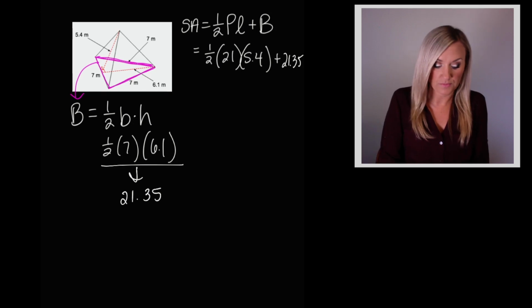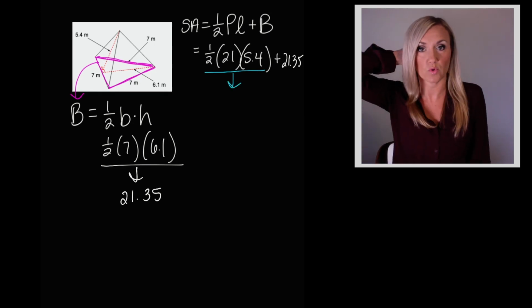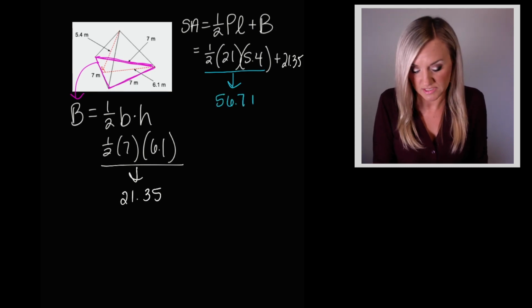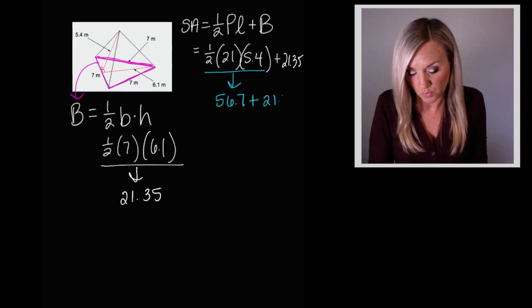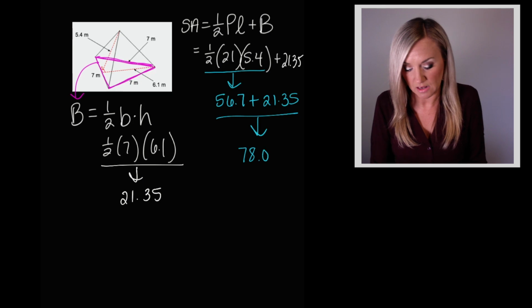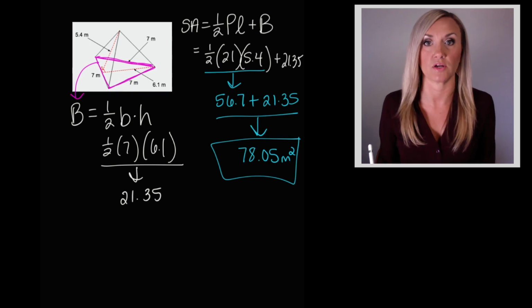And then from there, the same thing that we did for the last problem, calculate this part, a half of 21 times 5.4, and that's going to give us 56.7 plus our 21.35, and when we add those two together, we're going to get 78.05 meters squared for our final surface area.